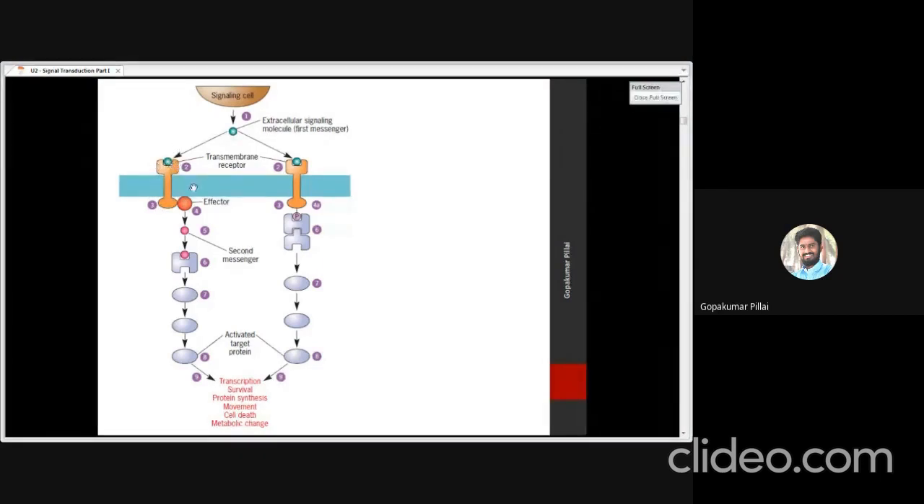The receptor now becomes active and its cytoplasmic domain is now active. Okay, so this much is in the first step.